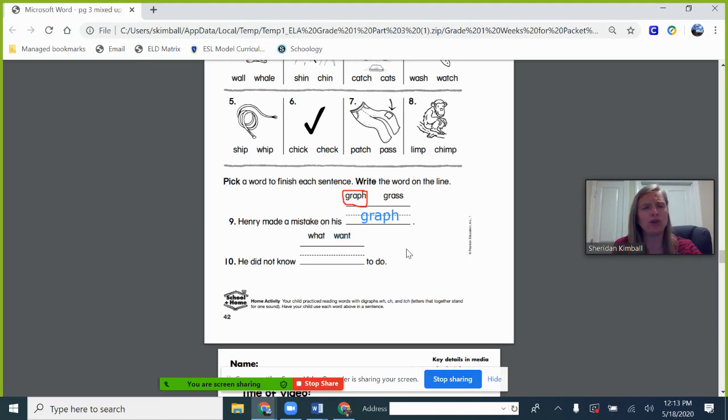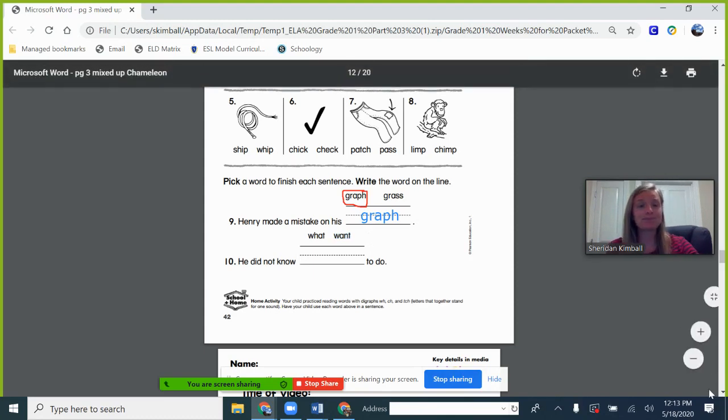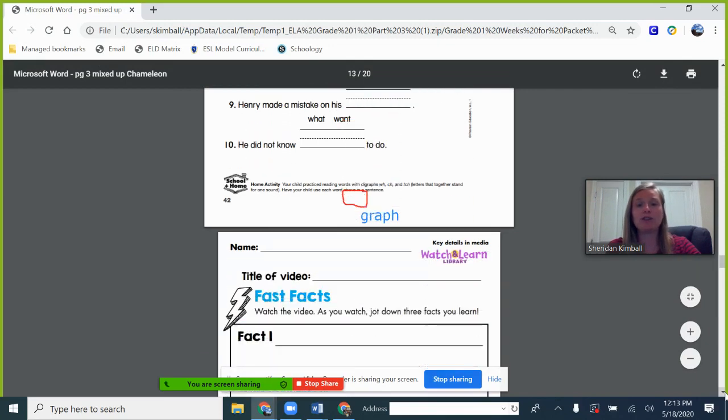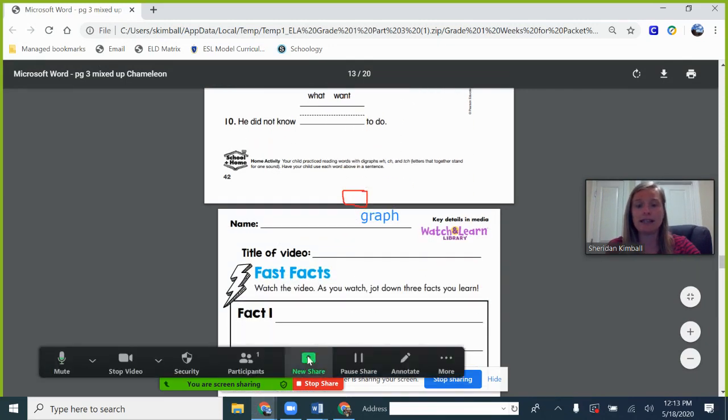Which one should we circle? Which word makes sense? He did not know what to do. Or should it say, he did not know want to do? Make your choice, circle one of the words. Okay, friends, we are going to go, let me erase that.